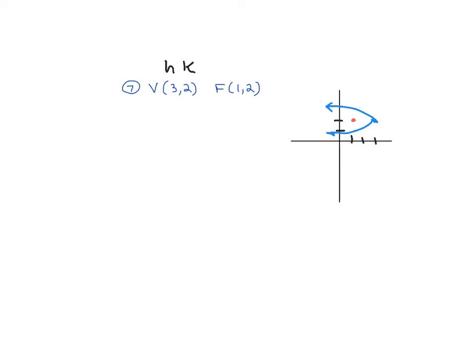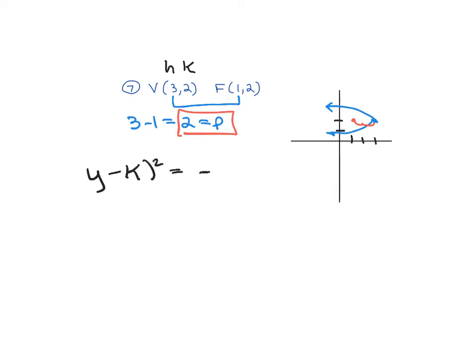Now again, you could take the two numbers that are different and subtract them to get your p-value, or you can also count. It's 1, 2 away, so p is equal to 2. Now notice this is opening to the left, so the equation that I'm going to be using is y minus k squared. Again, it's opening to the left, so it's a negative 4p, x minus h.